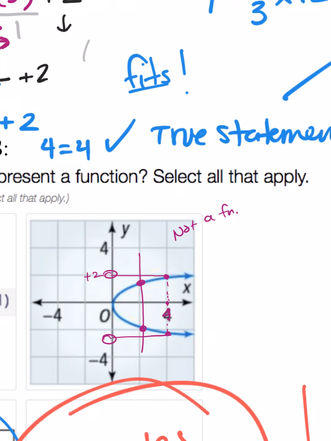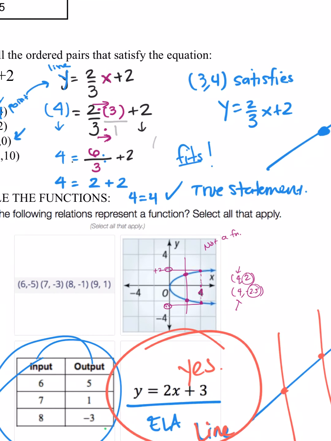Okay, so positive 2, let's just say. And this is what over here? A little more, like negative 2.5. So 4 relates to 2, and 4 relates to negative 2.5. Same input, but you have two different outputs. So this is called a vertical line test. When you do a line, it can't touch 2 times. So here we go.